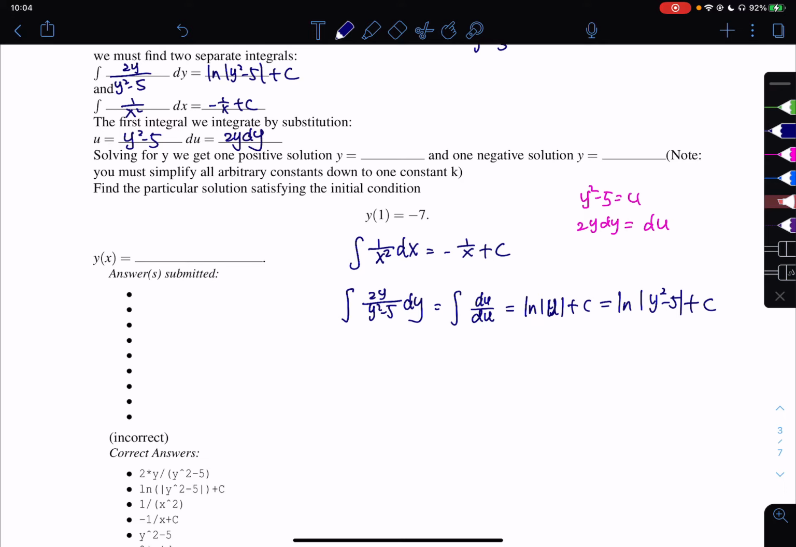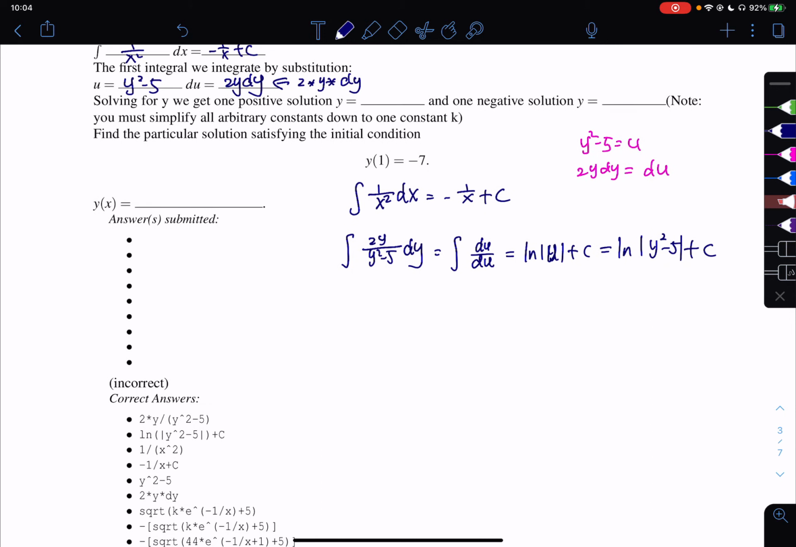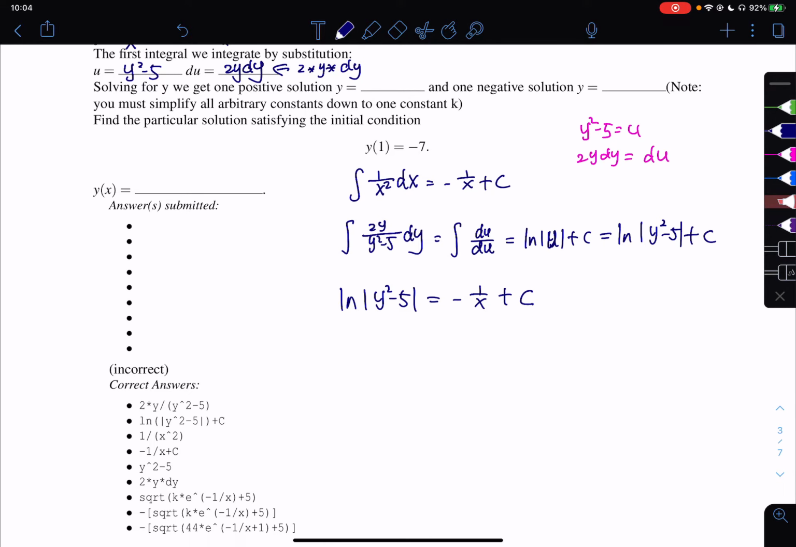And don't forget to type in your multiplication sign so you can avoid confusion for the answer. And solve for y, where you have one positive solution and one negative solution. So by saying natural log of absolute value y squared minus 5 equals negative 1 over x plus a constant, let's try to use k. Let's change that into k later.